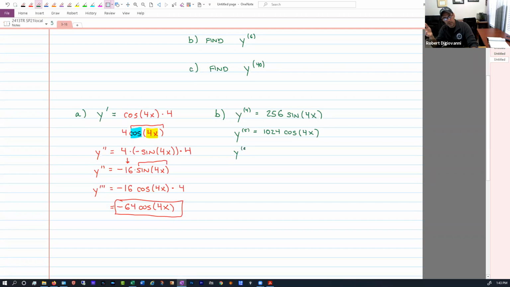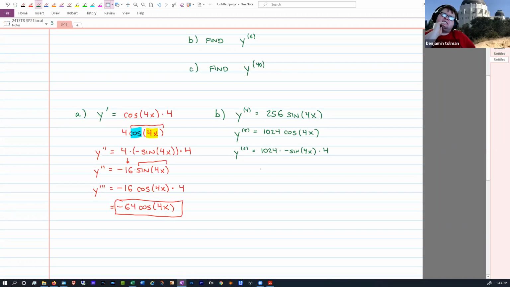So look, when we do the sixth derivative, let me do this one slower. We have 1024 times negative sine of 4x and then times 4. So the 4 goes out in front. What's that? Negative 4096 sine of 4x. That's our sixth derivative.